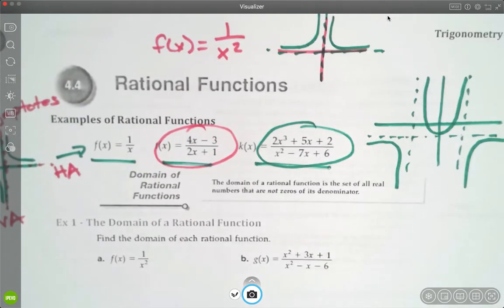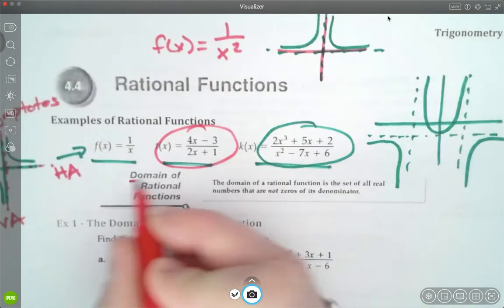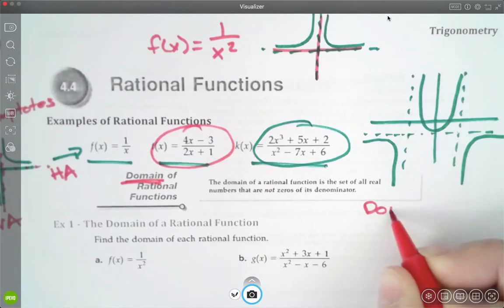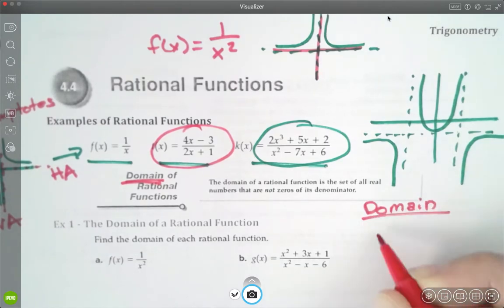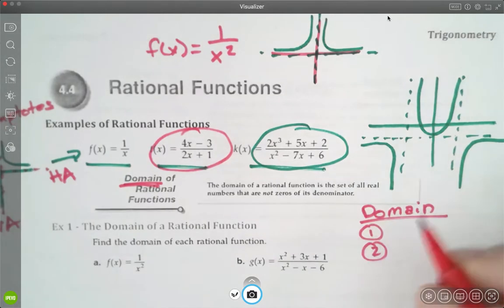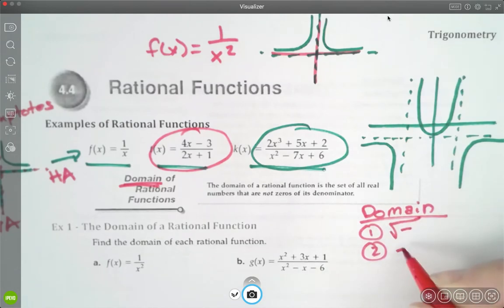All right, so going back to domain, we've talked about this before. We're doing domain, and there are two things that screw up domain. I'm going to drill this into your brain. Two things that screw up domain, what are they? A negative inside a square root, and dividing by 0. Negative inside a square root, division by 0.